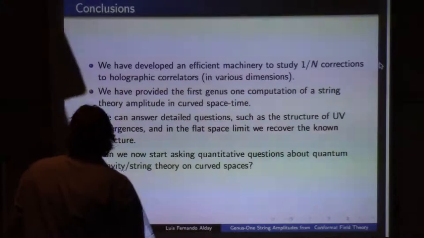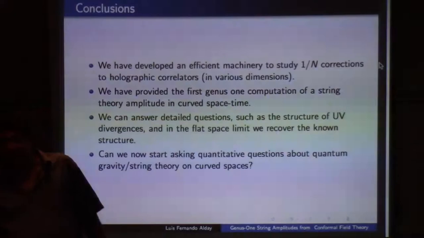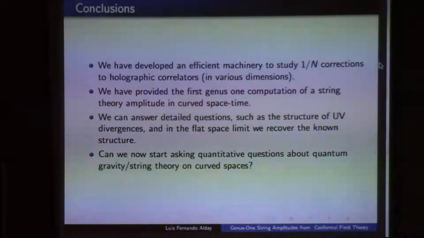So this is my last slide. We have seen in these lectures that one can develop an efficient machinery to study 1/N corrections to holographic correlators. We have actually chosen this specific case because it's the most interesting, but you can do things in 2 dimensions, in 4 dimensions. We have also provided the first genus 1 computation of a string theory amplitude in curved spacetime. And now we can answer a lot of detailed questions. So for instance, you know that supergravity is UV divergent, and from our results, UV divergences is something that we can study very well. And I can tell you more about that, but it's a bit technical. And hopefully now we can start asking quantitative questions about quantum gravity or string theory in curved space. Thank you so much.